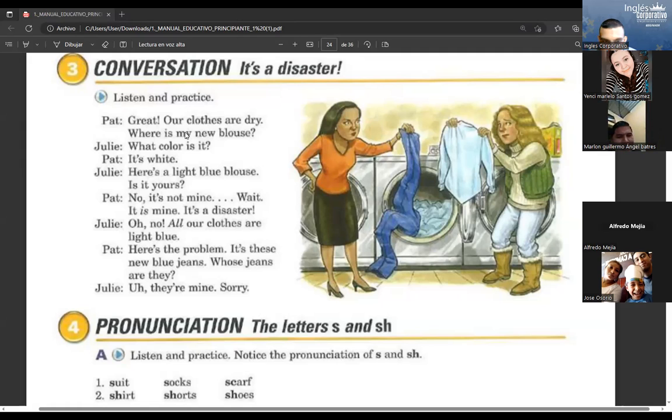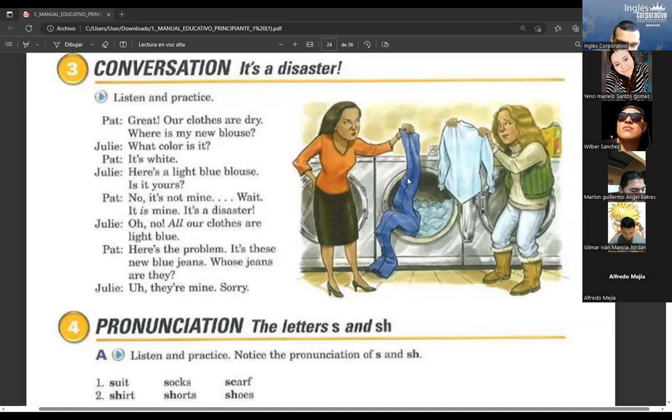Okay, for example, it says, great, our clothes are dry. Where is my new blouse? What color is it? It's white. Here is a light blue blouse. Is it yours? No, it's not mine. Wait, it is mine? It's a disaster. Oh no, all our clothes are light blue. Here's the problem. It's this new blue jeans. Whose jeans are they? They are mine, sorry.